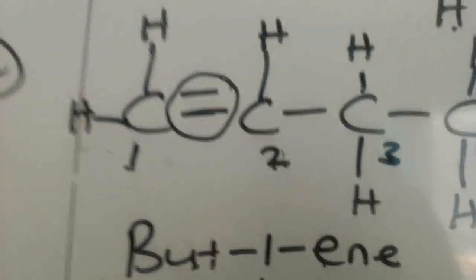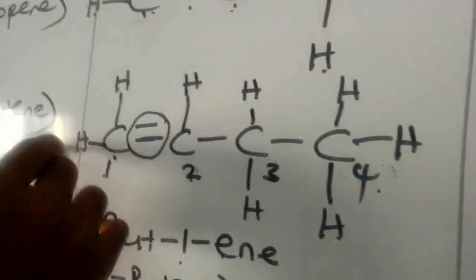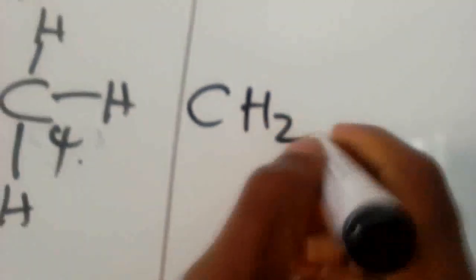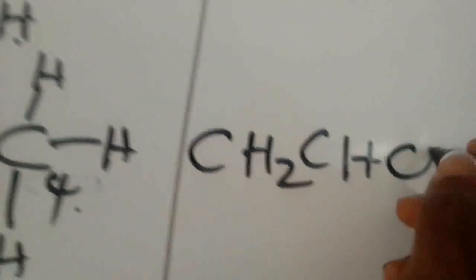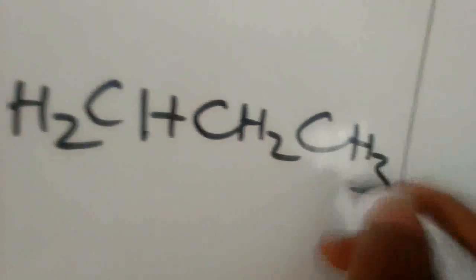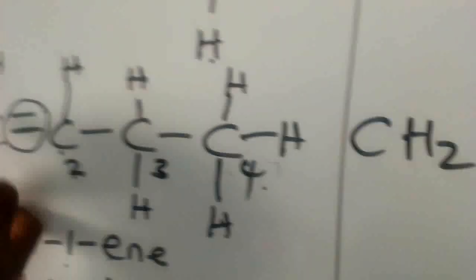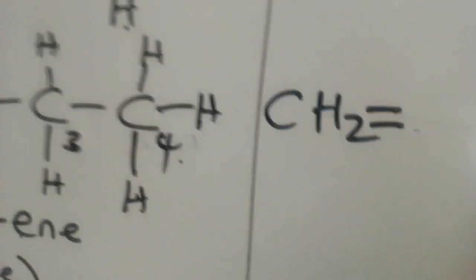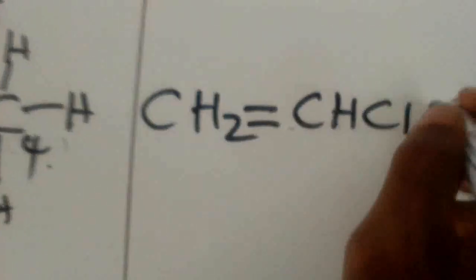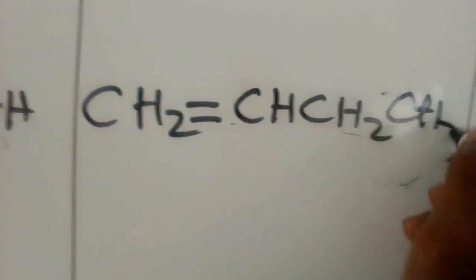Then let's go to the condensed formula of but-1-ene. The first carbon goes with 2 hydrogen, that becomes CH2. The second carbon goes with 1 hydrogen, that is CH. The third carbon goes with 2 hydrogen, CH2. The fourth one goes with 3 hydrogen, that is CH3. I forgot to put the double bond. So CH2, double bond, CH, then CH2, and then CH3, that's the compound.